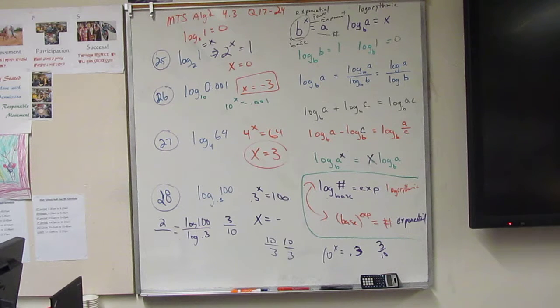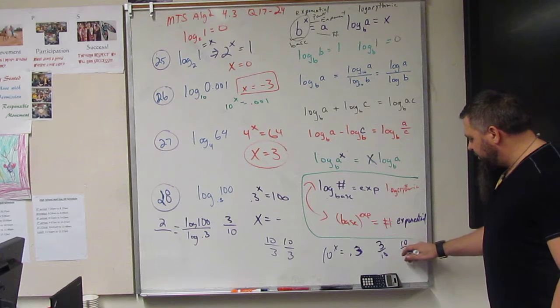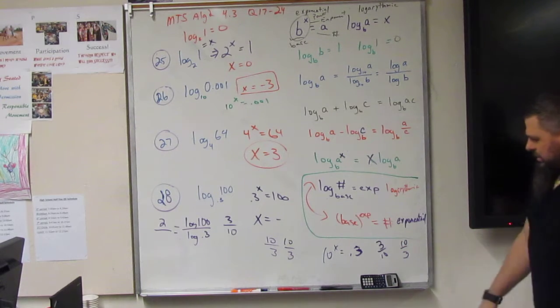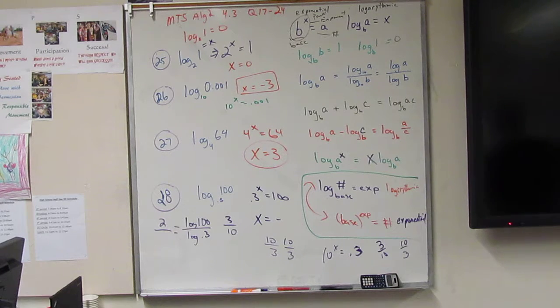So how many times do I multiply 10 to get 3/10? So obviously by a negative, right? But, so, okay. So then I have 10 over 3. It still is not giving me that thing I want. Does that make sense? Okay?